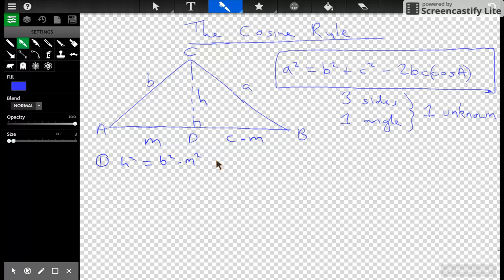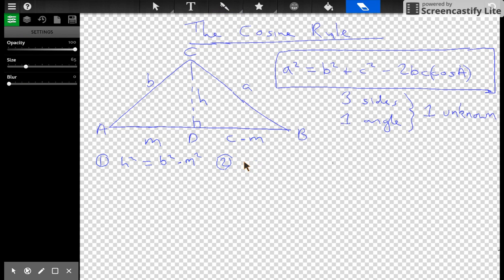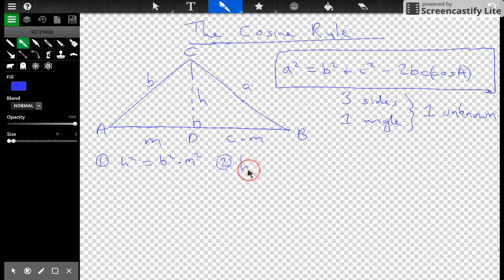Now, if you look at equation 2 from triangle CBD, you'll see that H squared is equal to A squared minus C minus M squared. Now, that looks very complicated, right? But stick with me, you'll be right.